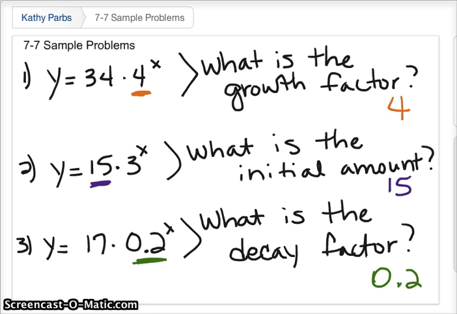So we know that our factors will be the bases raised to the exponent of x. And if it's greater than 1, it will be a growth factor. And if it is less than 1, it will be a decay factor. And our initial amount will be the number that we're multiplying by.